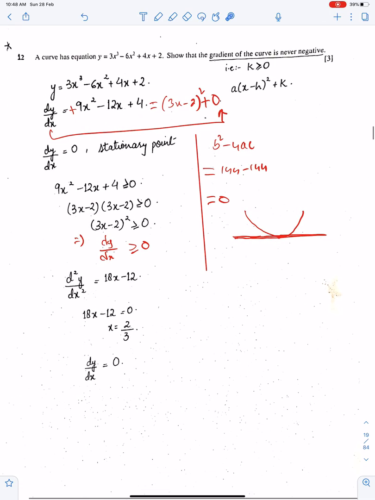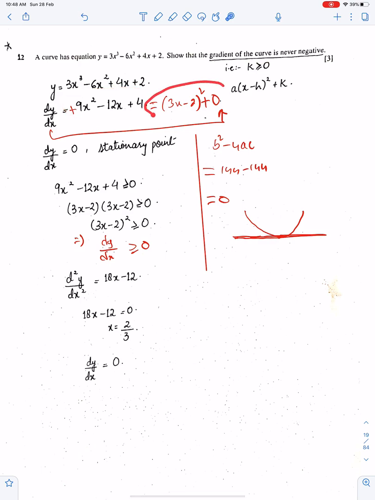Question number 12 is important. A curve has an equation. Show that the gradient of the curve is never negative. We have to show this thing: the gradient is never negative. This is very important. First, get the equation of the gradient. This is the equation of the gradient.